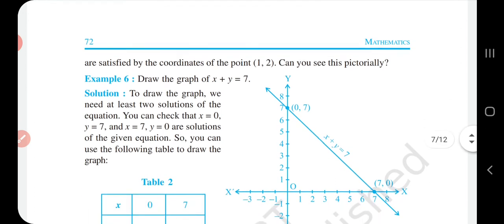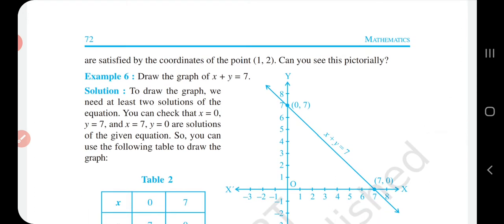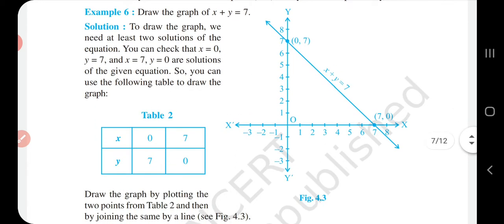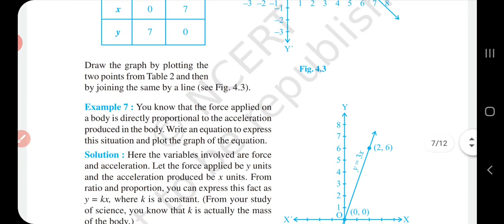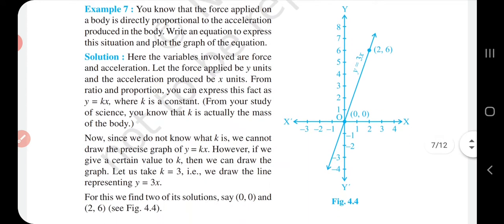Now if the question is x + y = 7, then what can you do? Put a value of x and find the value of y and write it in a table. Okay, and draw a graph of this type. This is your graph. Example number 7. See the example number 7.